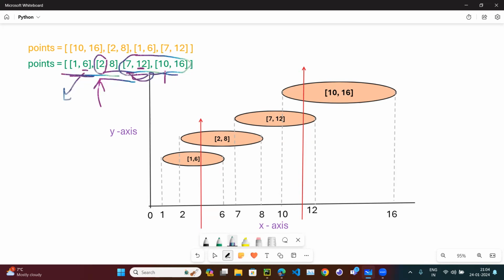Now the for loop will come here. We check: is 10 less than 12, our end point? Yes, so it is overlapping. If it is overlapping, then we don't need to update our arrow variable. So this is the problem. But how do we code it? Let's write some code in Python.